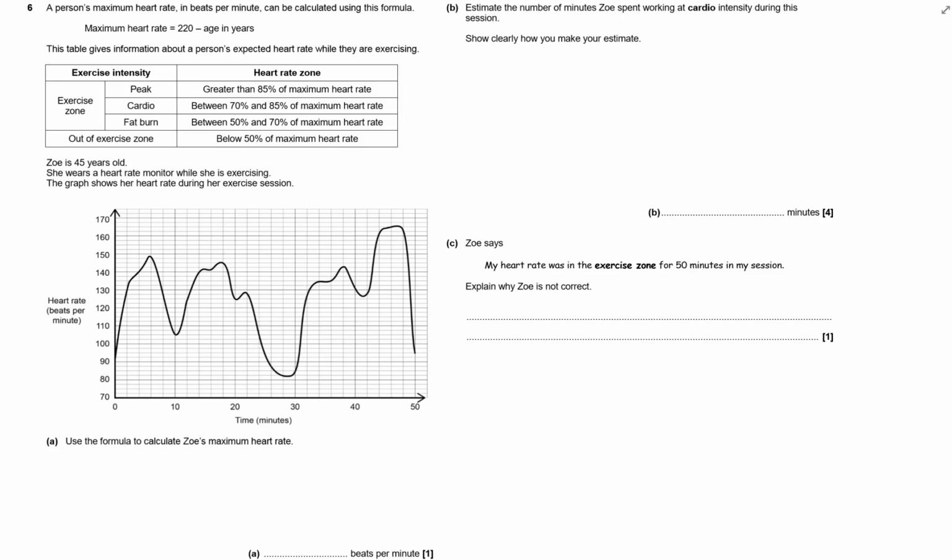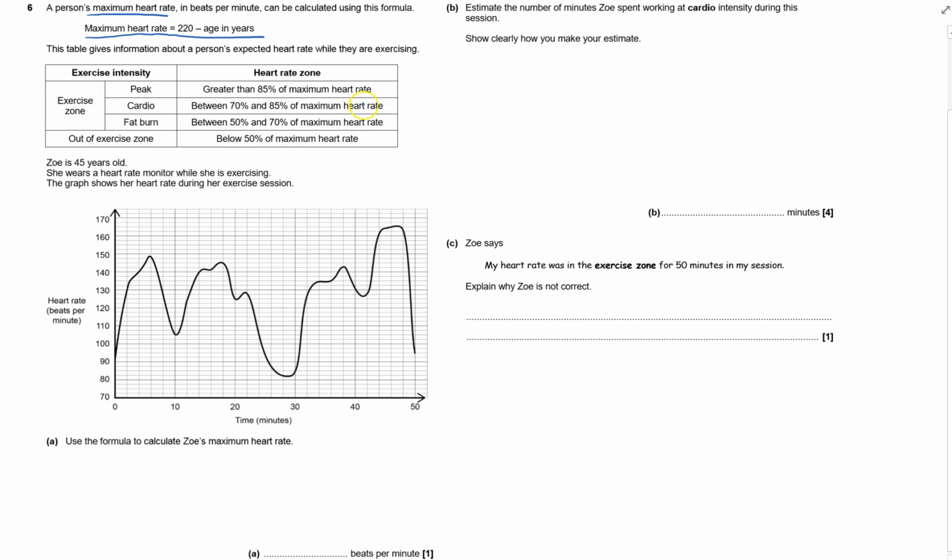Okay, loads of words here. So sometimes that means there's going to be some easy marks to get you into it. Maximum heart rate can be calculated using this formula: 220 take away the age in years. The table gives some information about peak, cardio and fat burn percentages. So I'm going to have to work out percentages of amounts. It's all about this maximum heart rate.